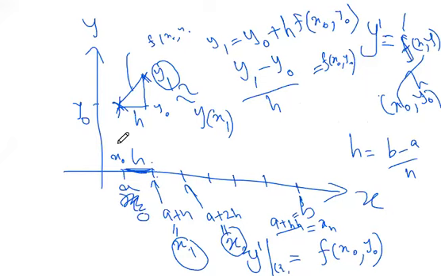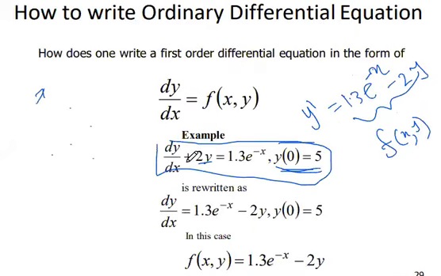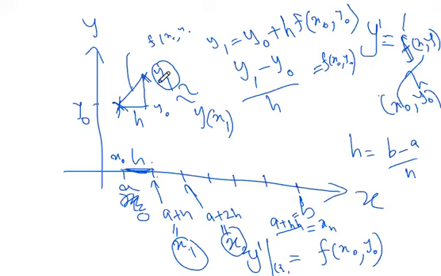So first of all, you have to isolate this dy by dx on the left-hand side and put the other terms on the other side, then you have the slope function. So this is the slope, and you can find the slope of your family of solutions. For this point, you have x naught comma y naught, that is the initial condition. Then you can find the corresponding slope of the corresponding solution. Then you can find this approximation y1.